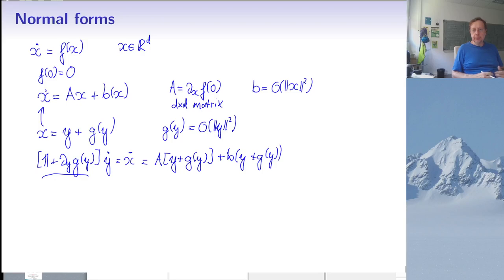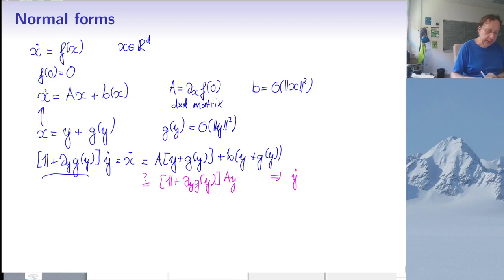Now, what do we mean by simplify as much as possible? Well, ideally, we would like y dot to be equal to simply A times y. And that would be the case if the right-hand side is given by this matrix, identity plus D_y g of y, times A times y. So if this is the case, we will have y dot equal A y, and that is a very simple equation to solve with matrix exponentials. Now this gives us a certain equation that g has to satisfy, but it's a very difficult equation to analyze because it's highly nonlinear, in particular due to this term here. And in fact, it is known that in many cases this equation cannot be solved.